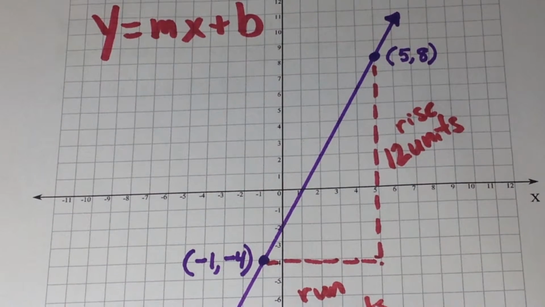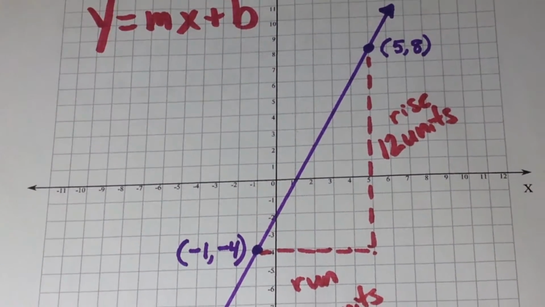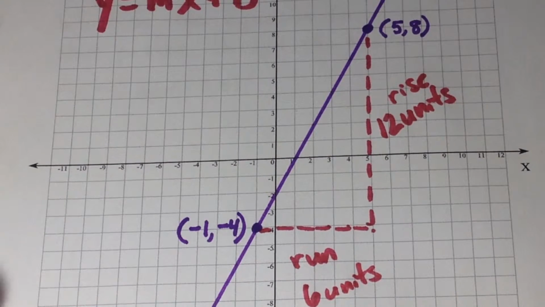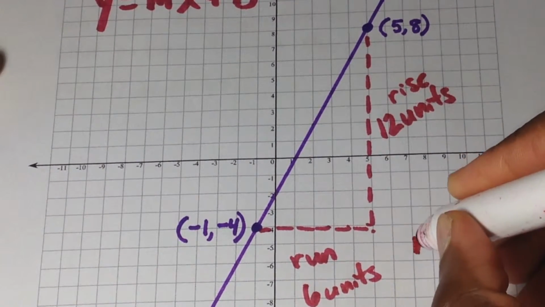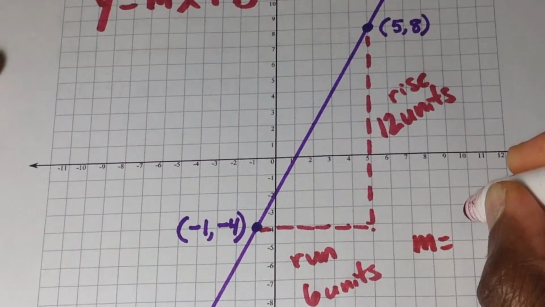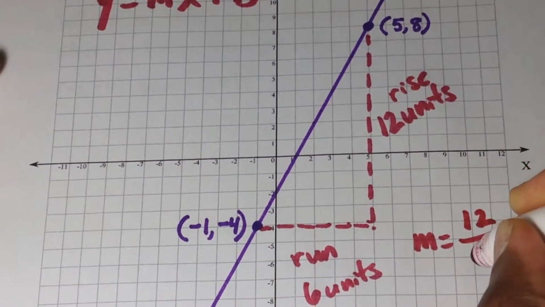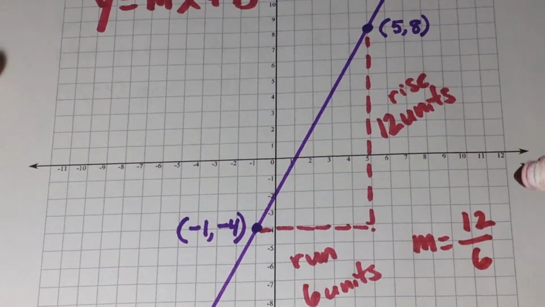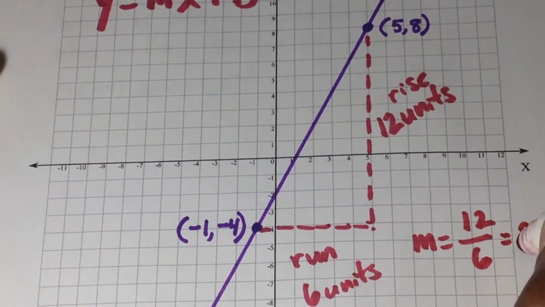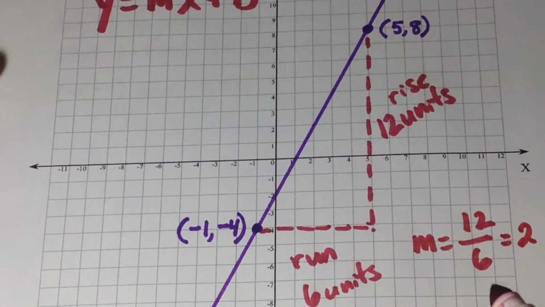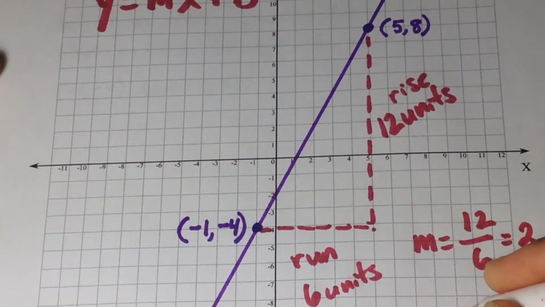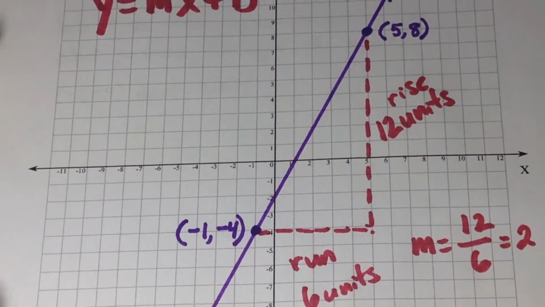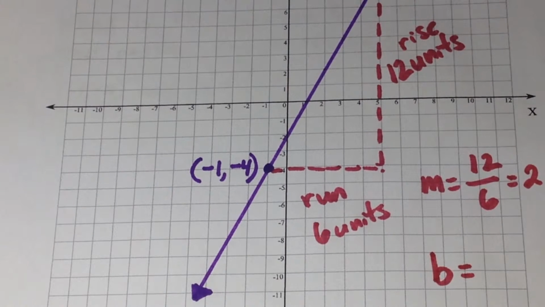So now we have the rise is 12 units, the run is 6 units. The slope is equal to the rise, which is 12, over the run, which is 6. If you divide that, you'll get 2. So my slope is 2. Now we're going to find also the y-intercept, which is represented by the letter b.